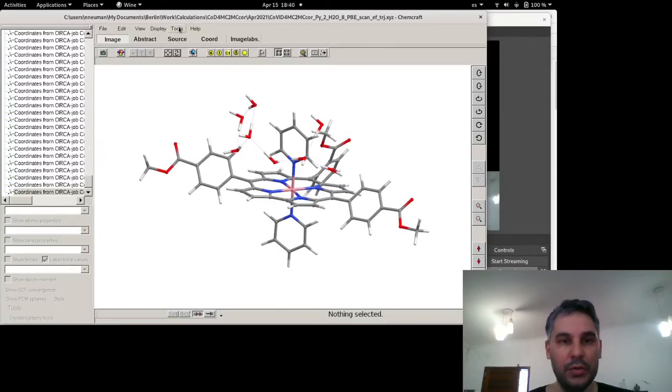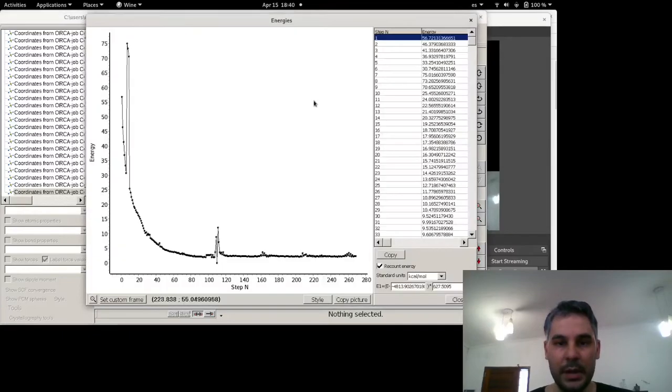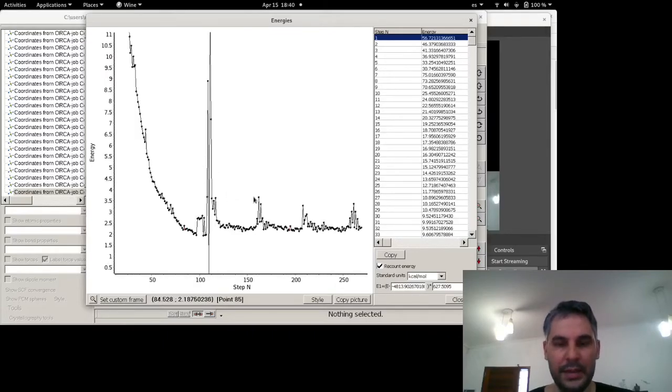And if we go to tools in Chemcraft, data summary, show energy graph from multiple XYZ file, we can see here that the initial energy is around 55 kilocalories per mole above the minimum, and it takes a very long time and there are some jumps before we start to optimize. And there are a lot of small jumps because the geometrical convergence in the ORCA program was set too tight and it was not finding the correct minimum geometry before going to the next step.